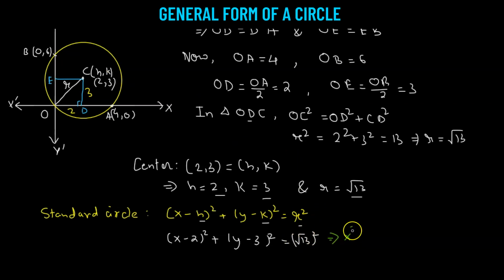So that becomes x squared plus y squared minus 4x minus 6y equals 0. So this is going to be the general equation, or the general form, of the circle, and if we want to keep it in the standard form, we have (x minus 2) whole squared plus (y minus 3) whole squared equals 13. So this is the equation of the circle which passes through the origin O, and it has an x-intercept and a y-intercept of 4 units and 6 units respectively.